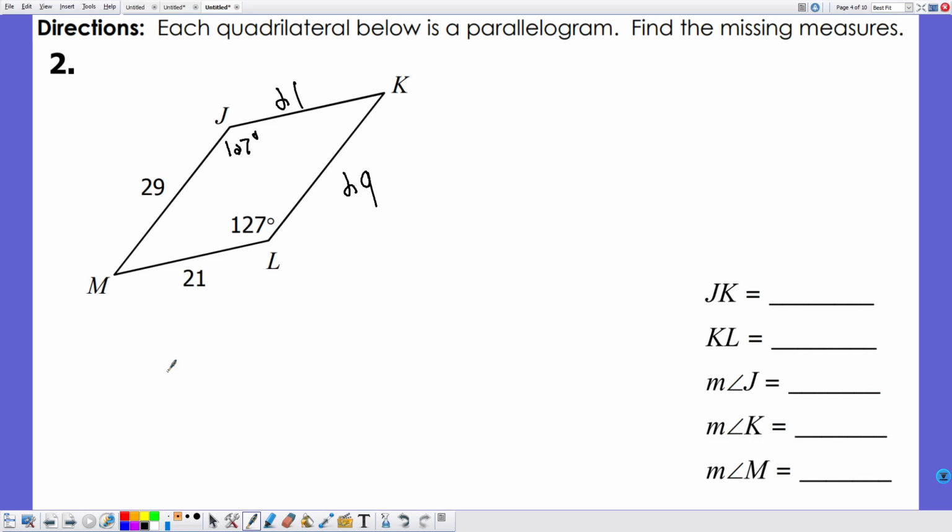Consecutive angles are supplementary. So I'm just going to do 180 minus 127 to find that supplementary value, which in this case would be 53 degrees. So the other two angles are 53 degrees. And that's probably it. JK we discovered is 21. KL is 29. Angle J is 127. Angle K is 53 degrees. And angle M is also 53 degrees.